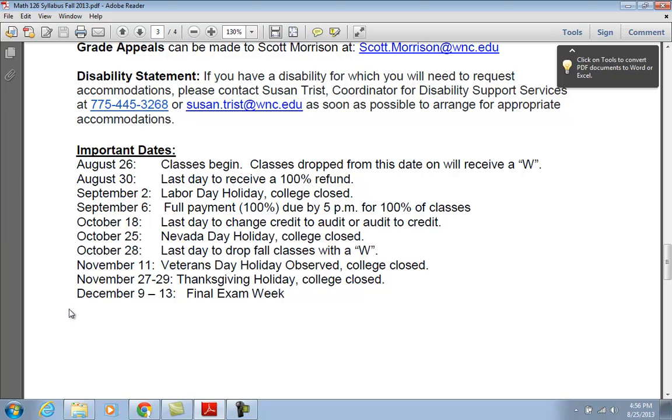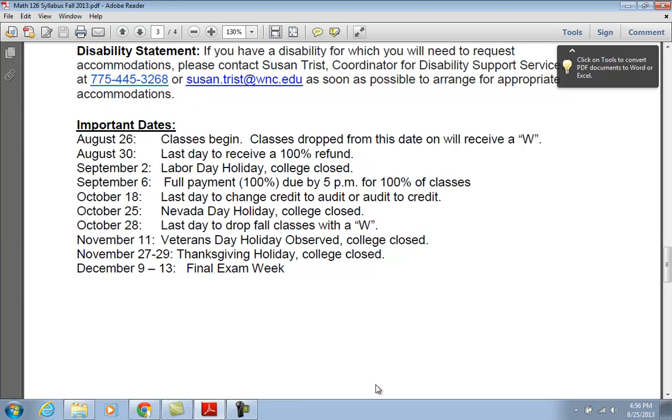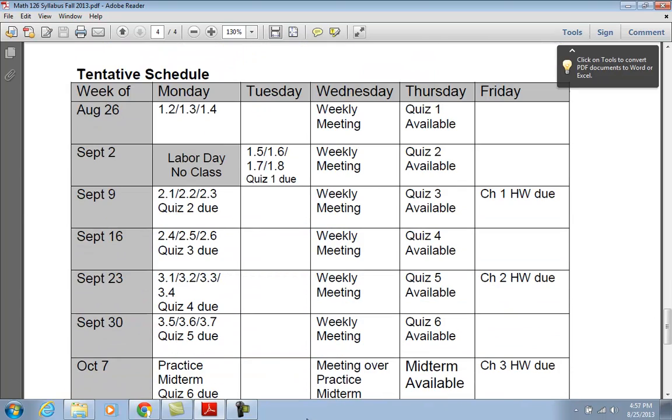Here are some important dates. Notice October 28th is the last day to drop the fall classes with a W. Okay, final exam week, with some holidays in there. Come down here, we have our schedule.